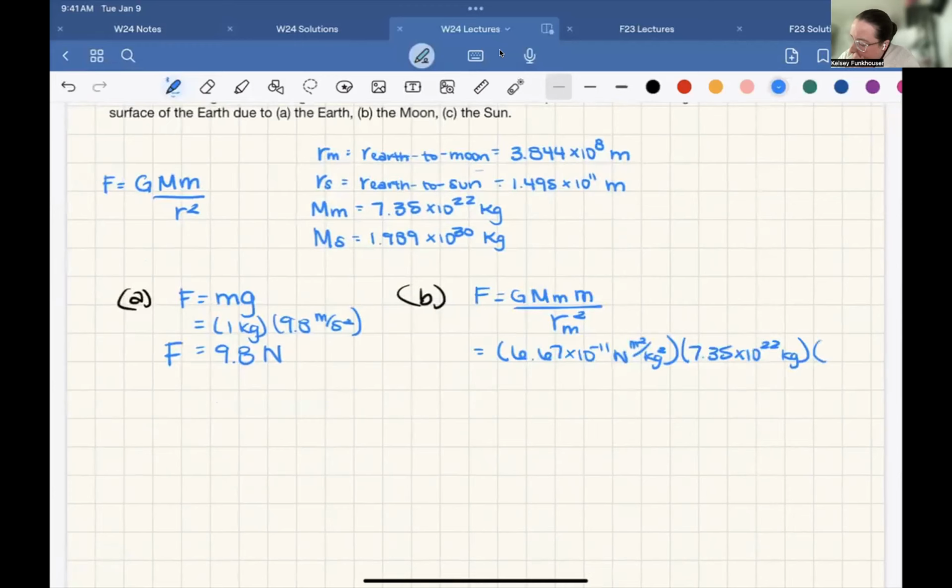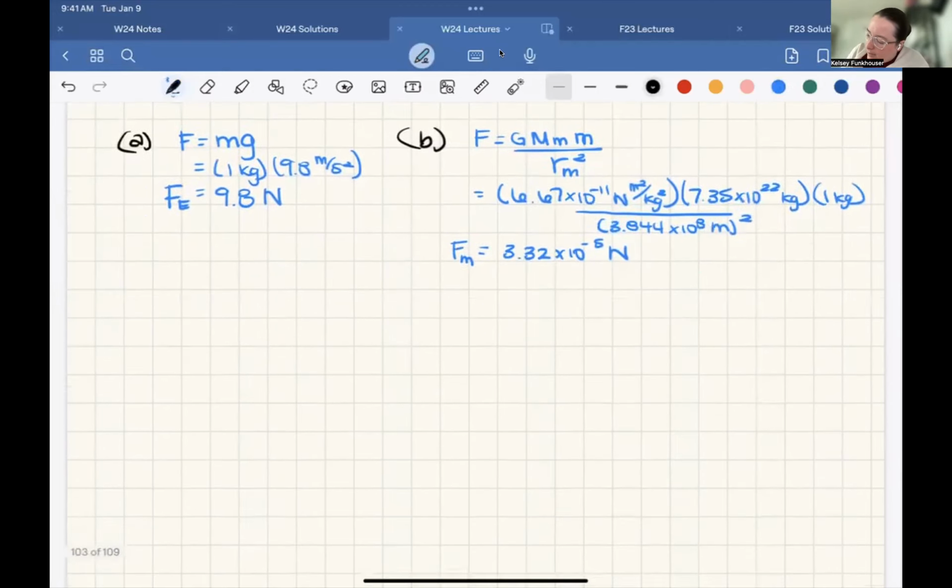Our cantaloupe is 1 kilogram. And then the distance is 3.844 times 10 to the 8 meters, and that is squared. And this gives us a force of 3.32 times 10 to the negative 5 newtons. So not a huge force from the moon. I'll label that one Earth.